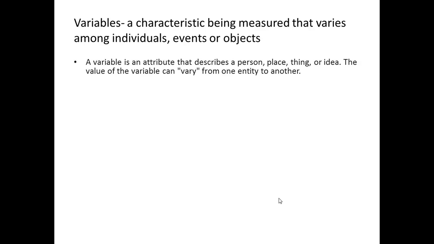Variables are defined as a characteristic being measured that varies among individuals, events, or objects. So basically, a variable is an attribute that describes a person, place, thing, idea, or observation. The value of any variable can vary from one entity to another.